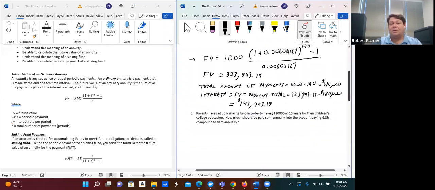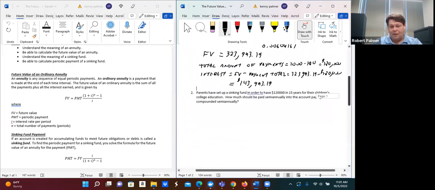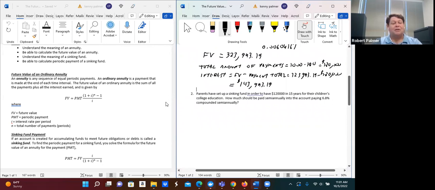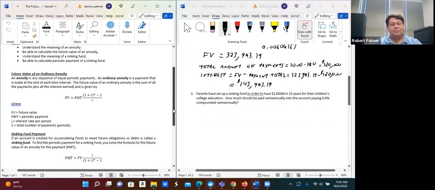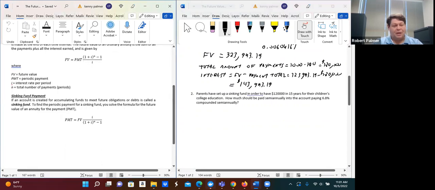Okay, next, let's talk about something called a sinking fund, which is related. If an account is created for accumulating funds to meet future obligations or debts, it is called a sinking fund. So that's simply a choice if you're creating this account to meet some future payment you want to make or debts. It's basically the same sort of thing, except that's how it's defined or classified.